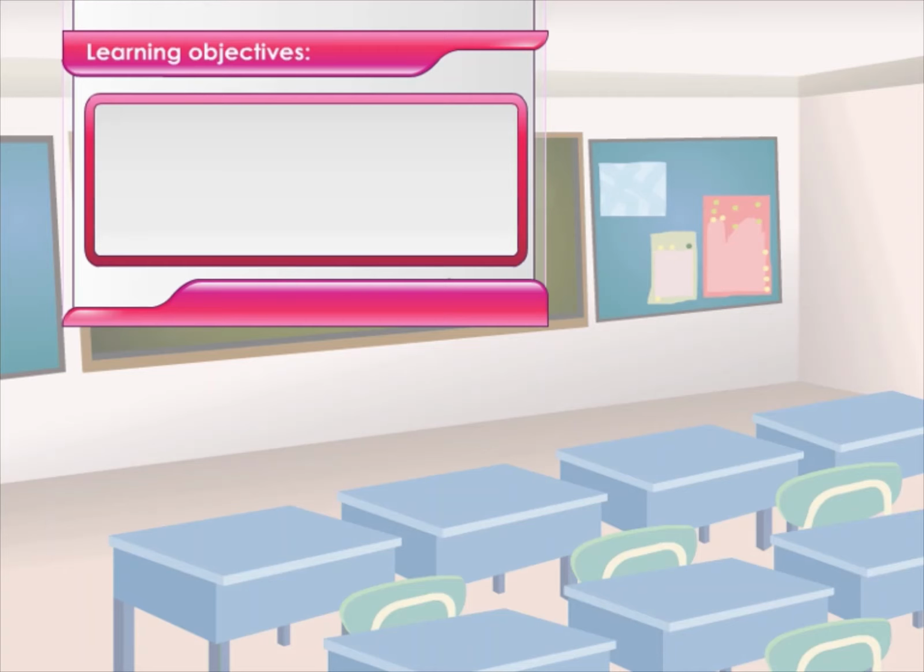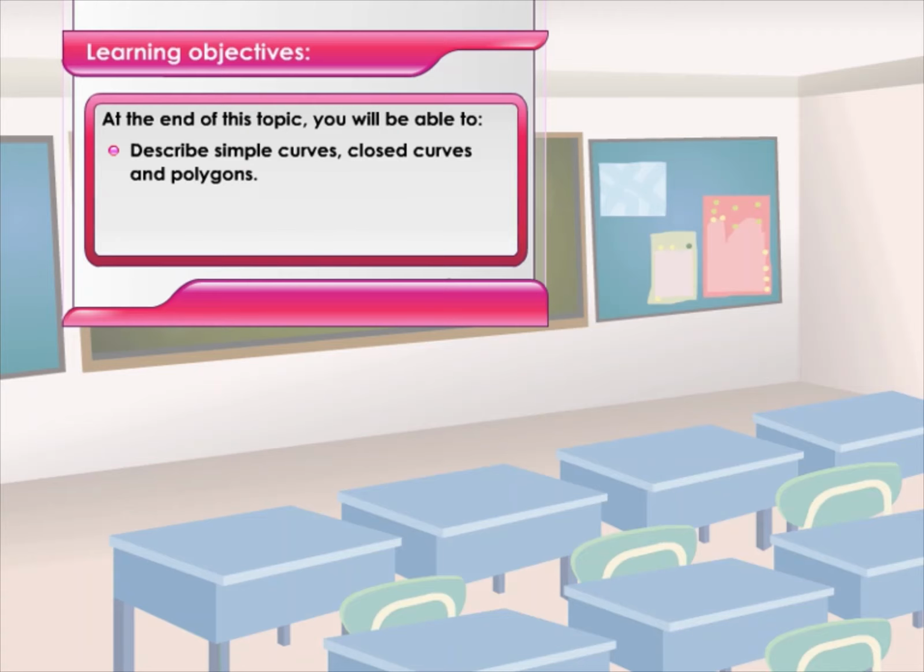Learning objectives. At the end of this topic, you will be able to describe simple curves, closed curves, and polygons. Understand angles, triangles, quadrilaterals, and circles.